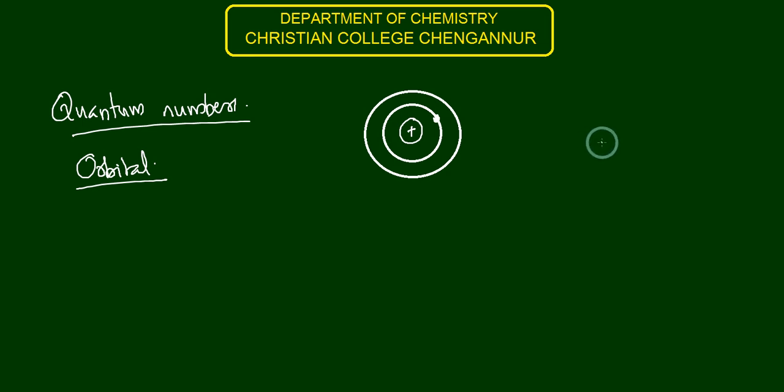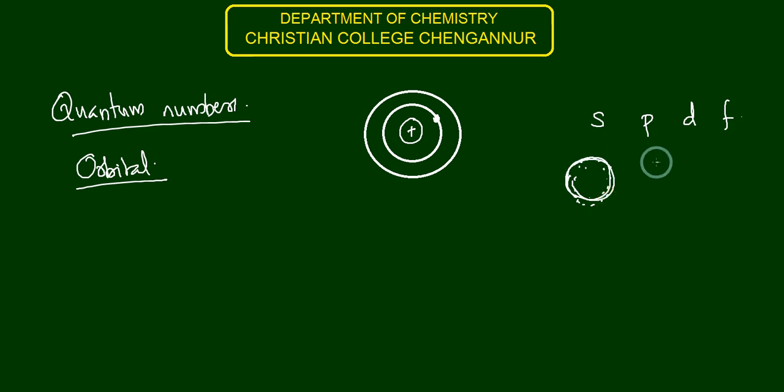You have learned about different types of orbitals: s orbital, p orbital, d orbital, f orbital, right? So you know the shapes of different orbitals also. For example, you know that s orbital is spherical. Actually it is a spherical cloud around the nucleus, and in this region there is a very high probability to find the electron. So that is called an orbital.